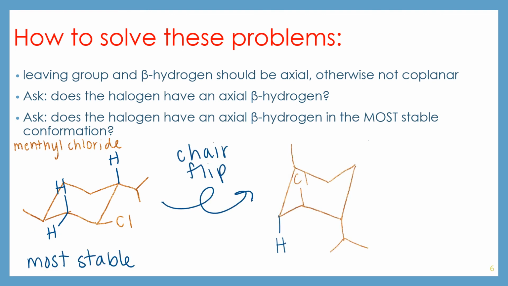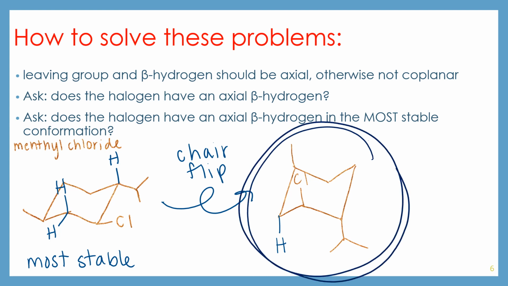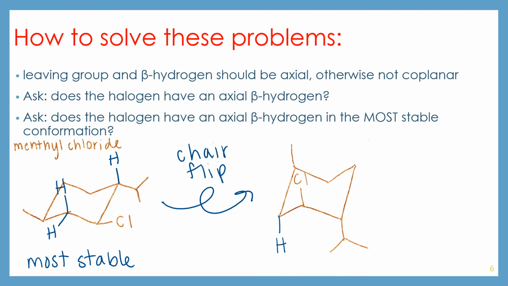But if we do a chair flip, we have a situation where there is the axial chlorine and the axial hydrogen. They could eliminate. But in this first one that we looked at, all three of these are equatorial. And in the second one, all three of these substituents are axial. The amount of time that this compound is going to spend in this conformation is almost non-existent. So the chances that this elimination would ever actually occur are slim to none.